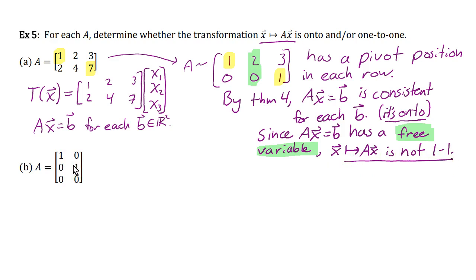Let's look at this one too. So again, we want to think about solutions of AX equals B. And so we can row reduce A. Oh, but hey, it's already row reduced. We got pivot positions here and here. There is not a pivot position in every row. So that means that there are vectors B that make AX equals B have no solution. So it's not onto. Because of that row.